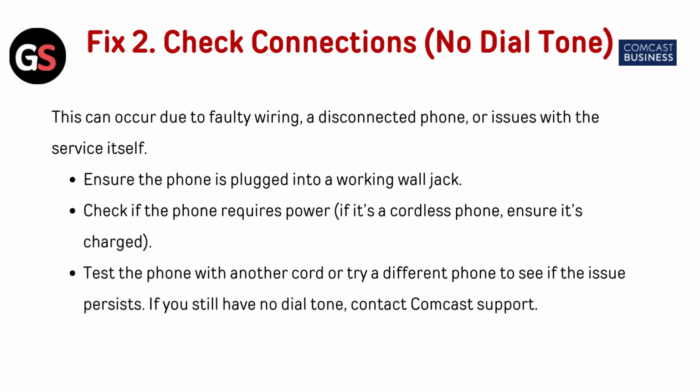Fix 2. Check connections. This can occur due to faulty wiring, a disconnected phone, or issues with the service itself. Ensure the phone is plugged into a working wall jack. Check if the phone requires power. If it's a cordless phone, ensure it's charged. Test the phone with another cord or try a different phone to see if the issue persists. If you still have no dial tone, contact Comcast support.